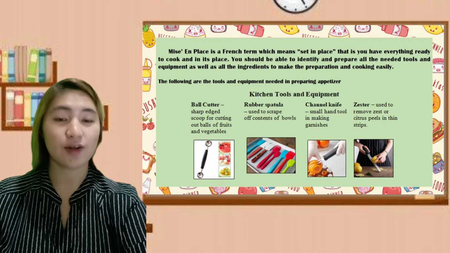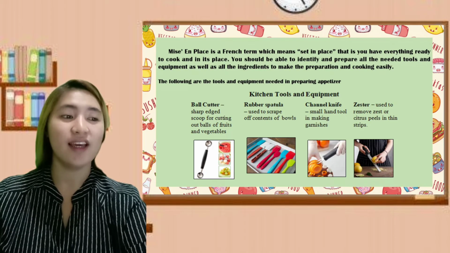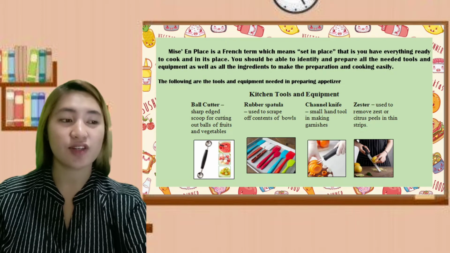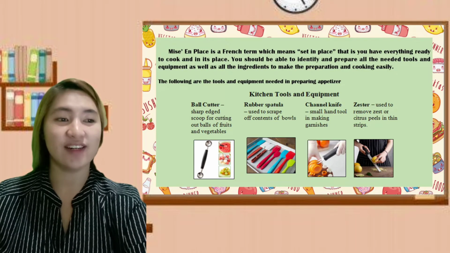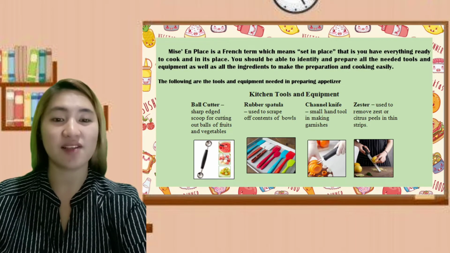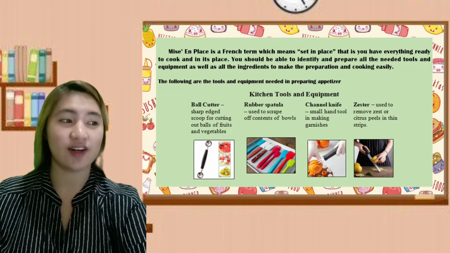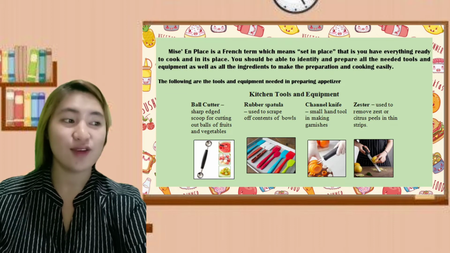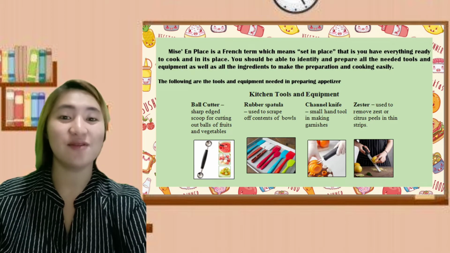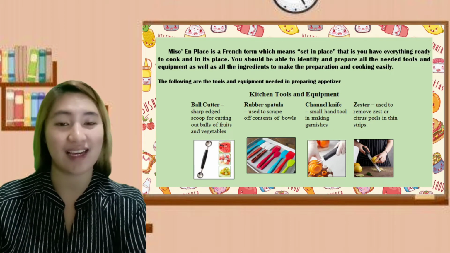Okay, Miss Yvonne, rubber spatula. Exactly, rubber spatula is used to scrape any mixture in the bowl. Okay, Mr. Kianyo. Exactly, Chanel knife is used for making garnishes. Okay, Mr. Comendo, zester is used to remove the skin of, for example, calamansi, dayap, or lemon.